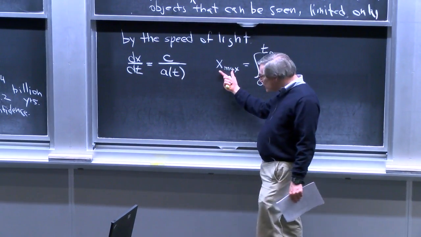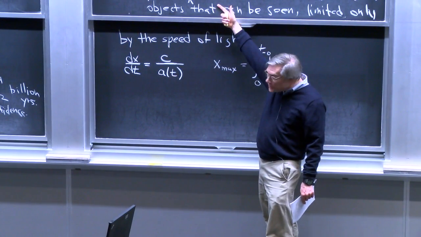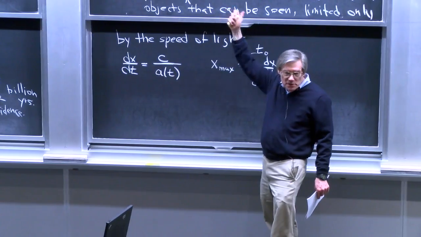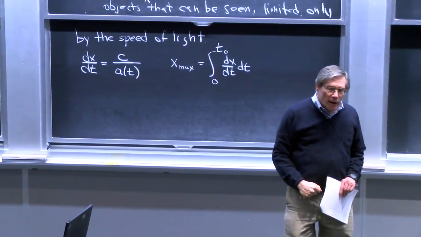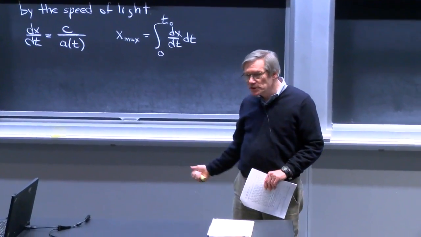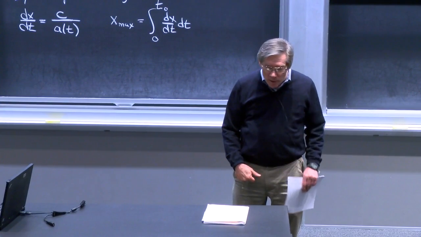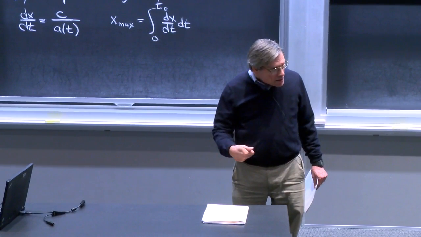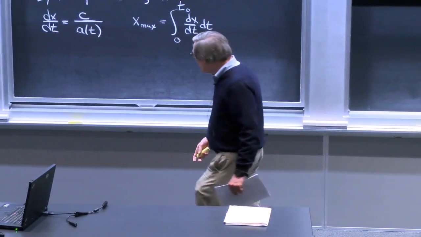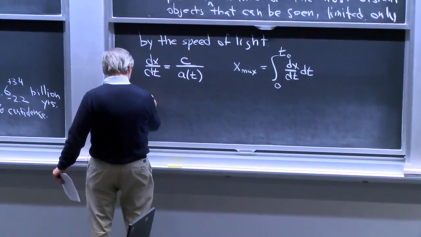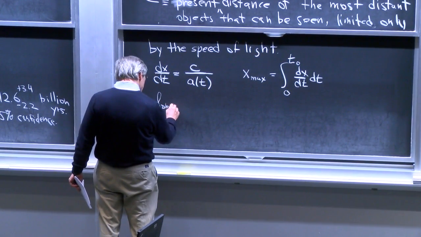Now, this is not the final answer that we're interested in. We want to know the present physical distance, or the present proper distance, of this object that's the furthest object that we can see. And the way to go from co-moving distances to physical distances is to multiply by the scale factor. And we're interested in the distance today, so we multiply by the present value of the scale factor.